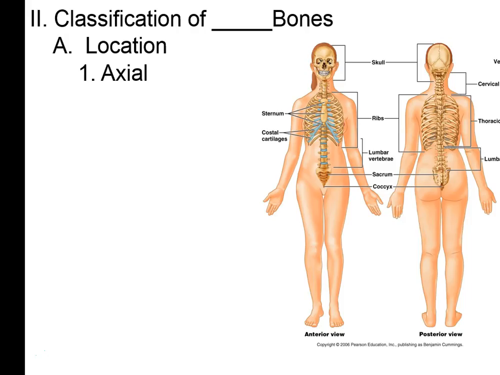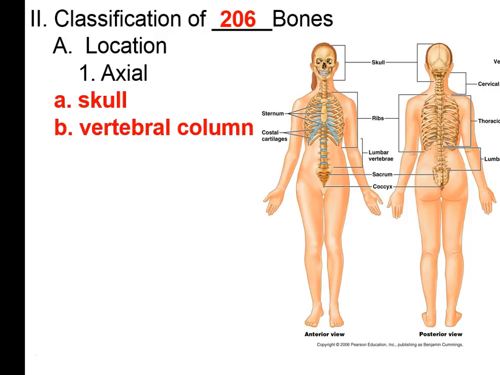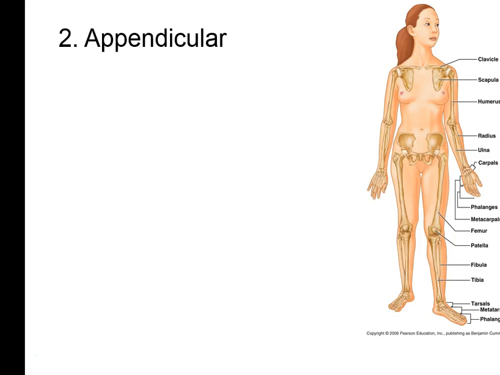So enough about cartilage. Let's move on to bones. There are approximately 206 bones in the human body. We divide those bones according to their location. We have one group of bones we say are axial bones. They're part of the central axis. It includes the skull bones, the vertebral column, and the rib cage.